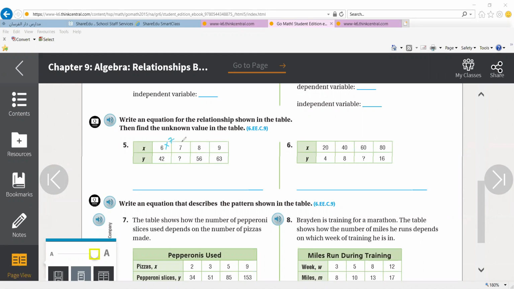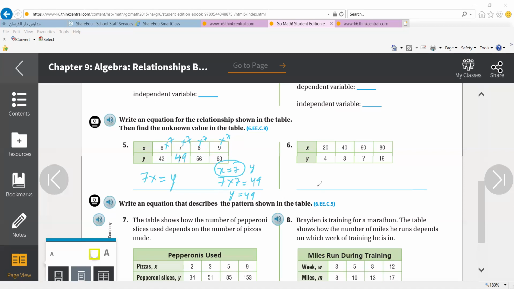7. So let me try 7 times 7. 8 times 7, 56, correct. 9 times 7, 63, correct. So 7 times 7 equals 49. Yes, very good. So here I need to write 49. And then what is the relation? It has to be 7x equals y. So when x is 7, y equals 49. When you put x equals 7, you have to do 7 times 7, that is 49. So y equals 49.